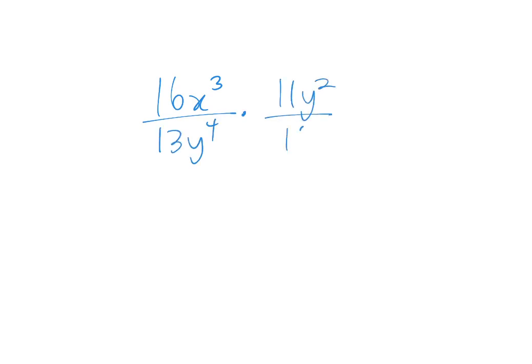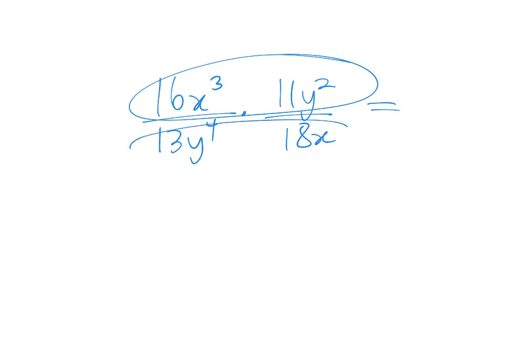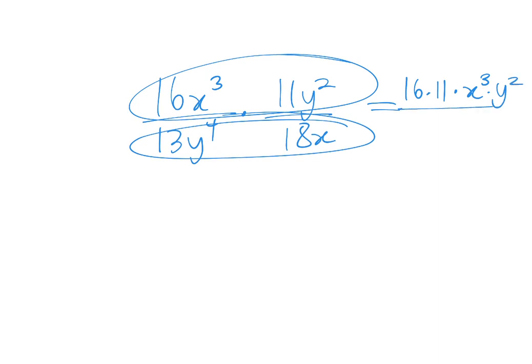So you have a situation like number 46, where it's 16x cubed divided by 13y to the fourth times 11y squared over 18x. So basically, in this case, the numerator can multiply all through. The denominator can multiply all through, right? So it's 16 times 11 times x cubed times y squared. And the denominator, you have 13 times 18, and then you have y to the fourth and x.